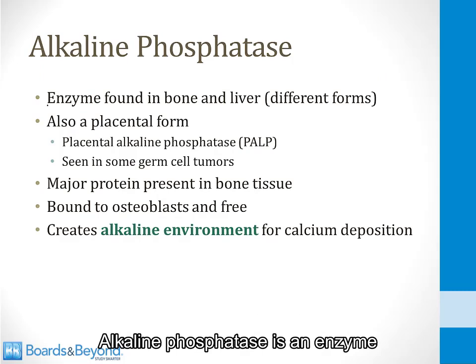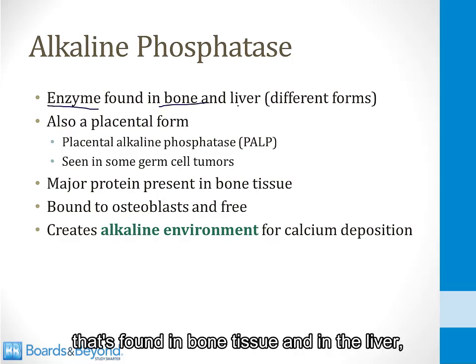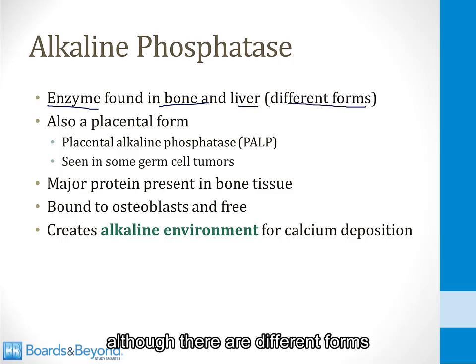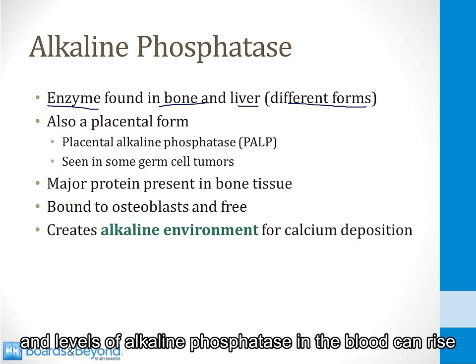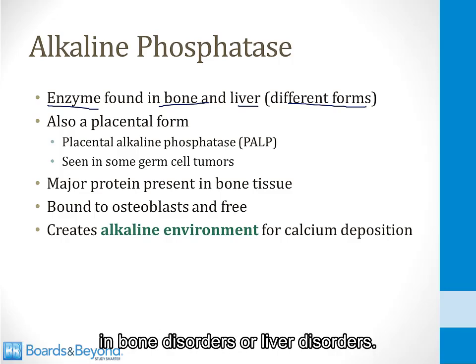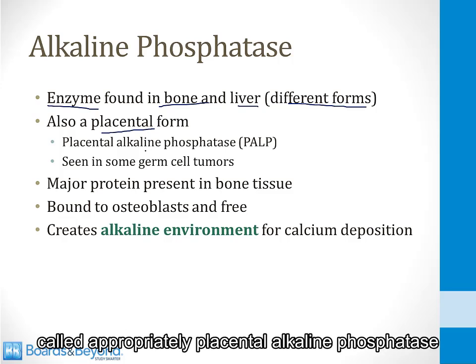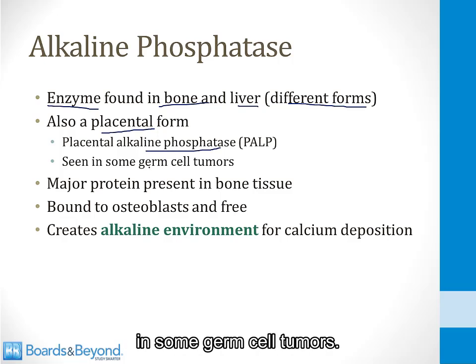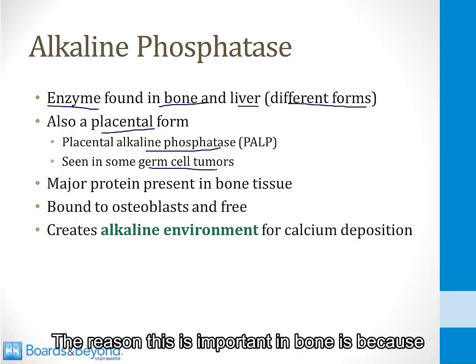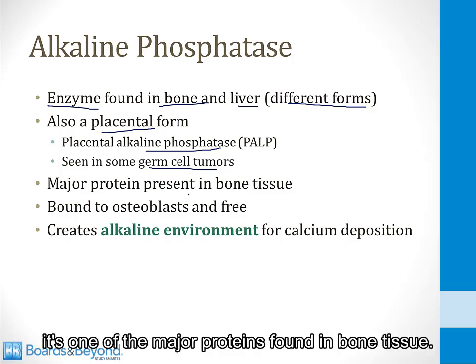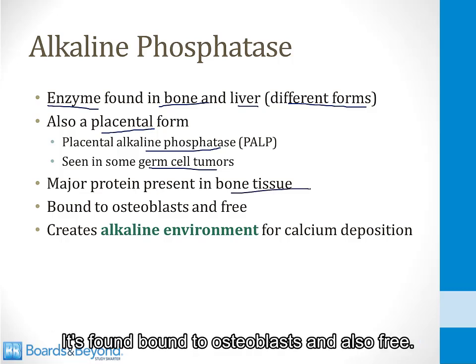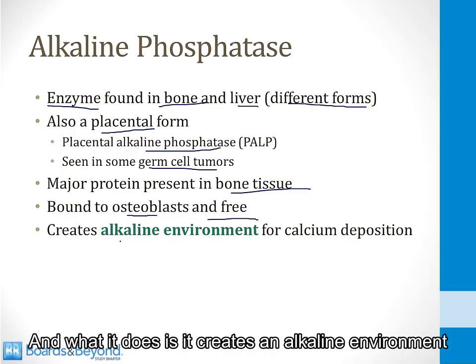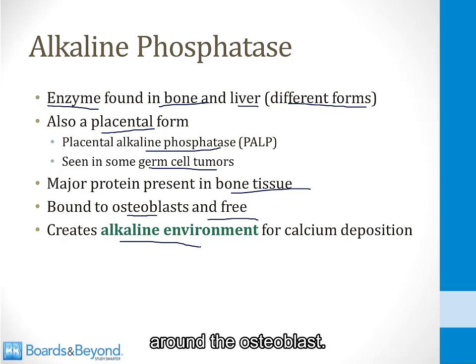Alkaline phosphatase is an enzyme that's found in bone tissue and in the liver, although there are different forms, and levels of alkaline phosphatase in the blood can rise in bone disorders or liver disorders. There's also a placental form called appropriately placental alkaline phosphatase, and you can see high levels of this in the blood in some germ cell tumors. The reason this is important in bone is because it's one of the major proteins found in bone tissue. It's found bound to osteoblasts and also free. And what it does is it creates an alkaline environment around the osteoblast.